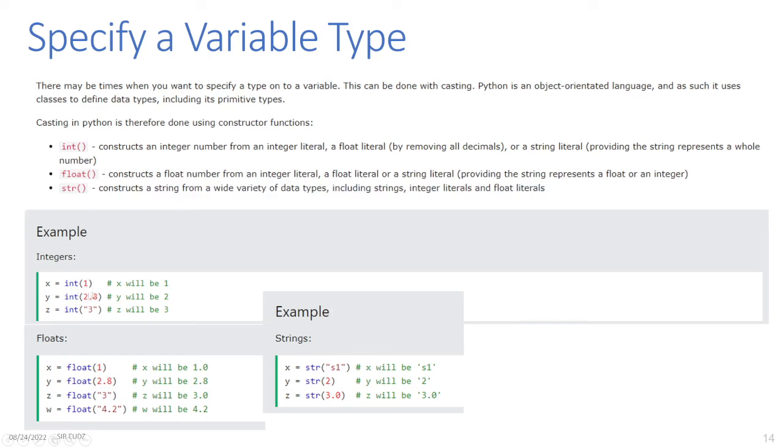For integer, we have integer 1, integer 2.8, where y will become 2, and integer 3 as a string, which will become the integer 3. If you use float 1, that will be converted to 1.0. Float 2.8 stays 2.8. Float 3 will become 3.0. Float 4.2, which is a string, becomes 4.2. Then we have str 1, str 2, which is already a string so it stays the same, and str 3.0 will be converted to 3.0 but in the form of a string. So that's how we cast.